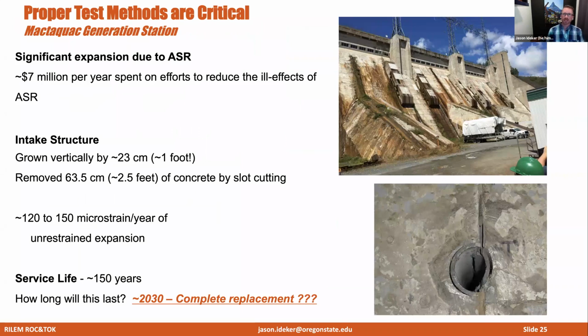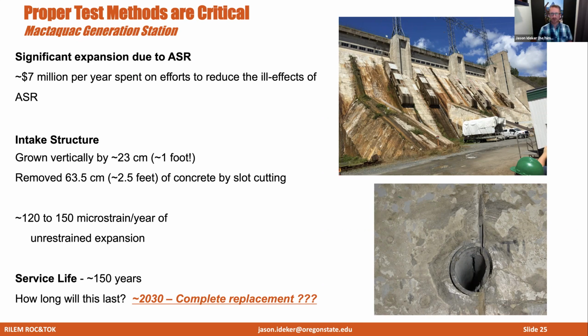And so unfortunately, after only about 5 to 7 years in service, the dam operators started to notice some strange things happening. They got impingements in the turbines. They were not running as smoothly as they should have. And they started to do some investigations. And what they found was that they had alkali-silica reactivity going on in this dam. New Brunswick Power, who is the owner of this dam, spends about $7 million a year just to deal with the ill effects of ASR.